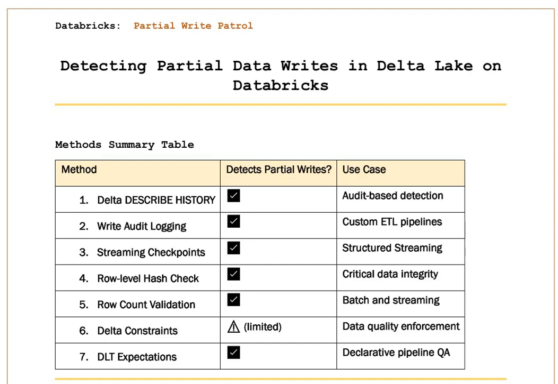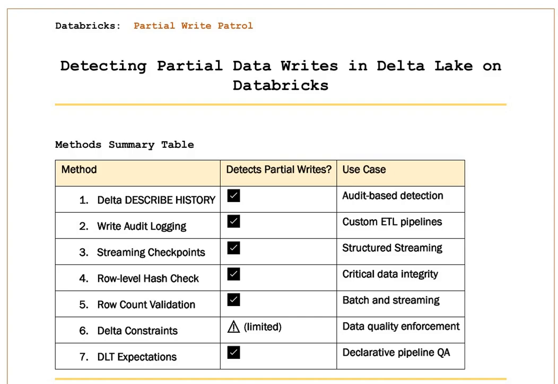Interesting. Okay, so we have built-in history, custom logs, streaming guarantees, deep hashing, simple counts, proactive constraints. What about a more modern, perhaps integrated approach for managing quality across an entire pipeline? That leads us nicely into Delta Live Tables, or DLT, specifically its expectations feature. This is a more declarative way to manage data quality throughout your pipelines.